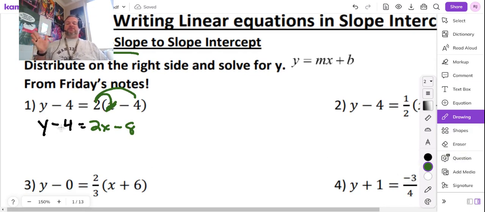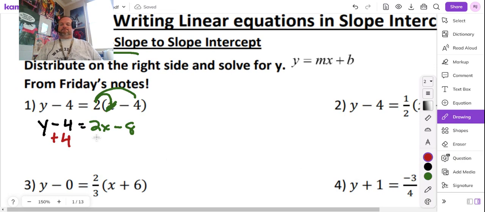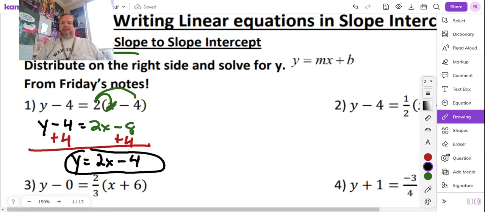Now, how do I get this minus 4 over here with the minus 8? Add it. And I have to add it to the same team. If I don't know what minus 8 plus 4 is, use your calculator. It's a tool that's there to help you. Negative 4. Okay? And that's it. That's what we do. Yay! Isn't that exciting and thrilling and wonderful?